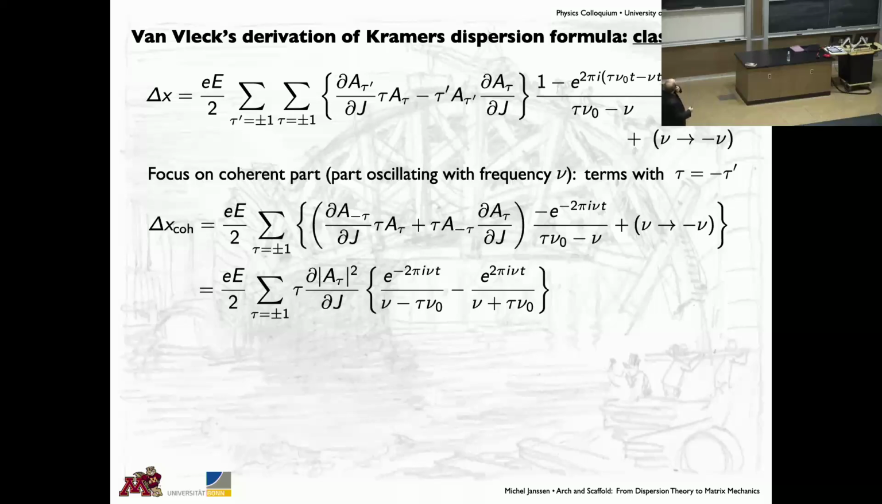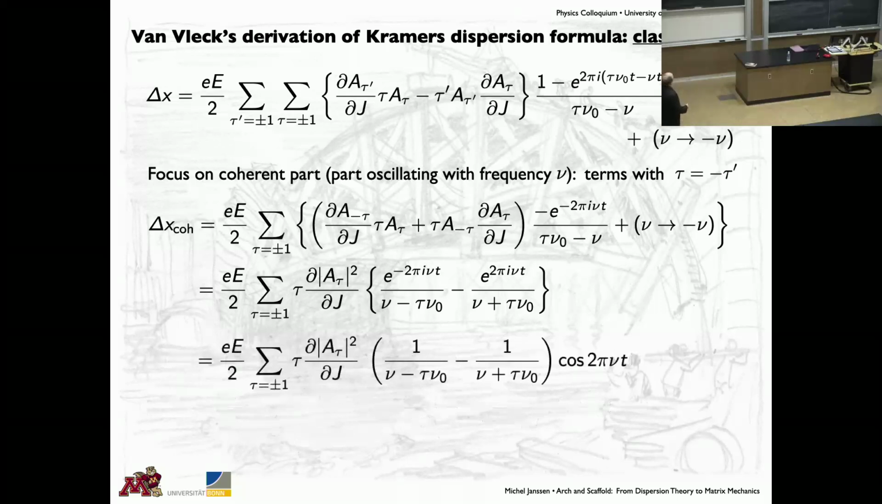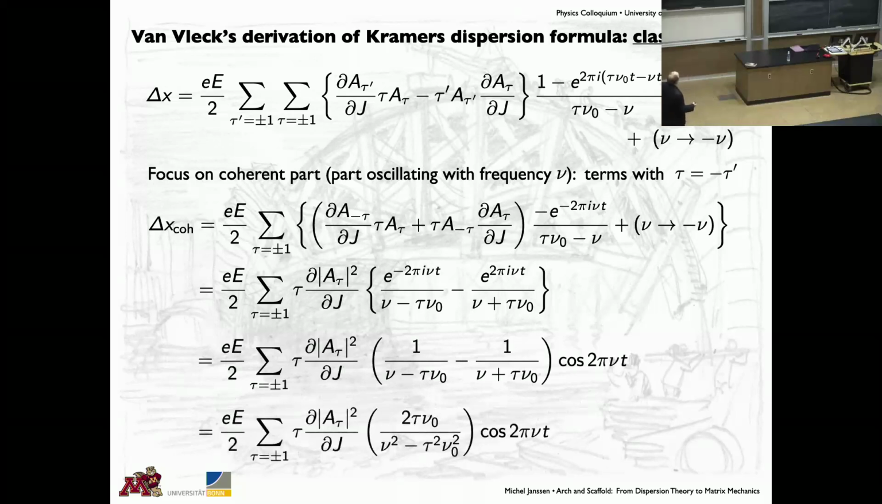And of course, this thing is real, right? We guaranteed that. You can check that because the imaginary part is indeed going to be vanishing, right? And so what you're left with is the real part with the cosine. And so you can also simplify this.